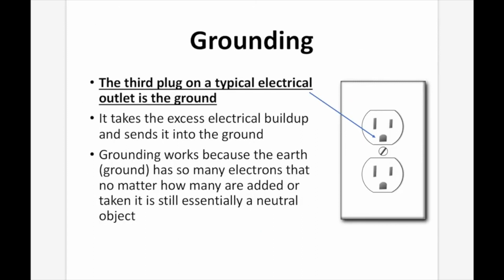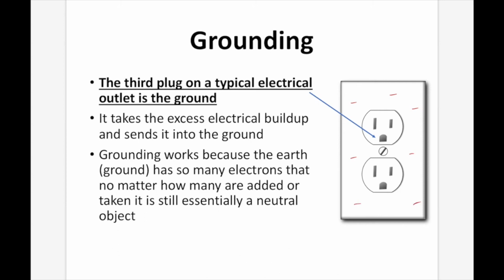Now, the third plug on a typical electrical outlet is the ground. It takes the excess electrical buildup that forms inside the outlet. Behind the plastic faceplate, there'll be a whole bunch of electrons that get built up just by friction or just stray electrons, and it takes them and sends them to the ground.